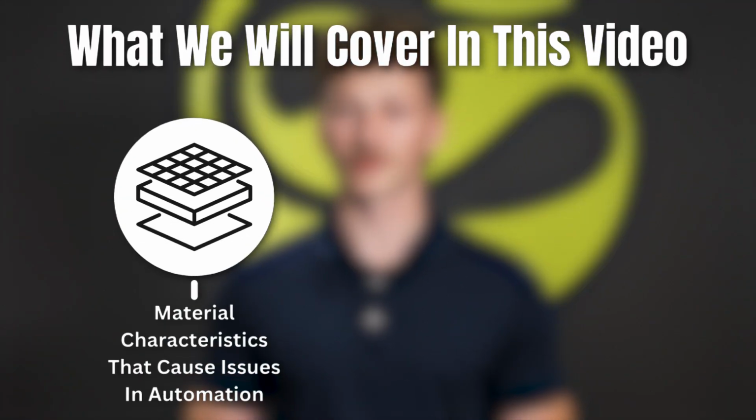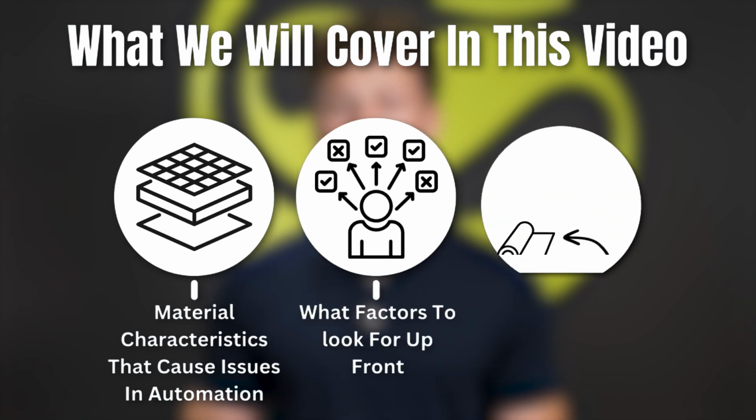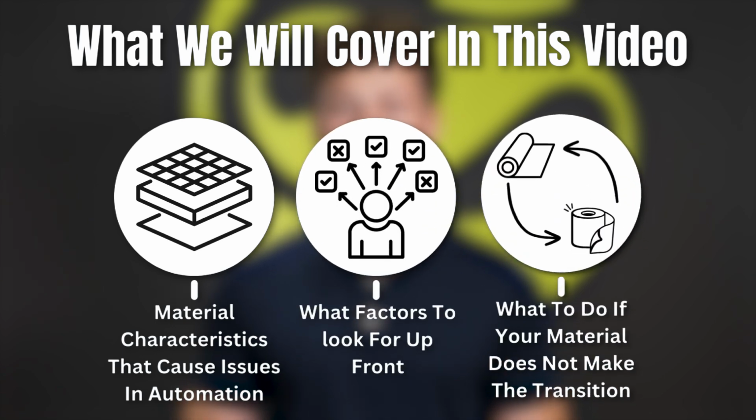environment. So in this video, we're going to break down the key material characteristics that commonly cause issues in automation, what to look for up front, and what to do if your material doesn't make the transition.